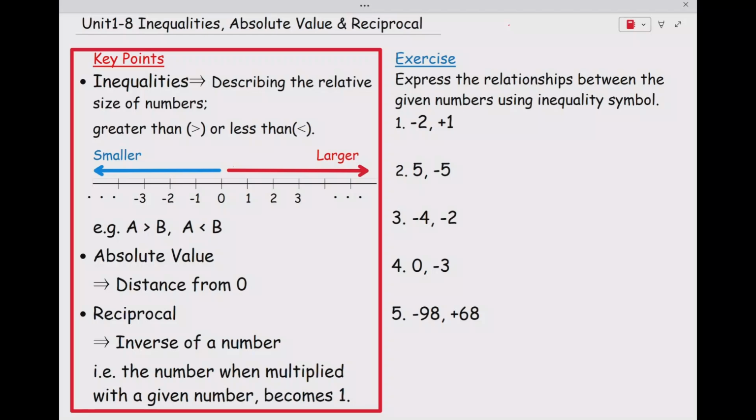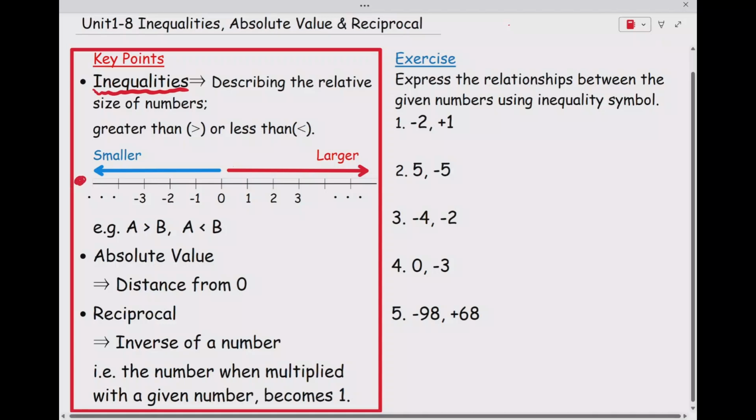First, let's look at inequalities. Inequalities are to describe the relative size of a number, greater than or less than. So, what is a greater or smaller number, anyway? As you probably already know, positive numbers, 0, and negative numbers are expressed on a number line like this. On a number line, the further to the right, the larger it becomes, and on the other hand, the further to the left, the smaller it becomes.